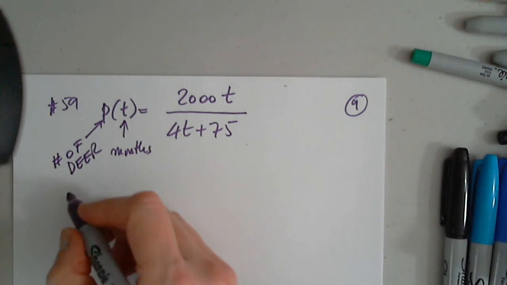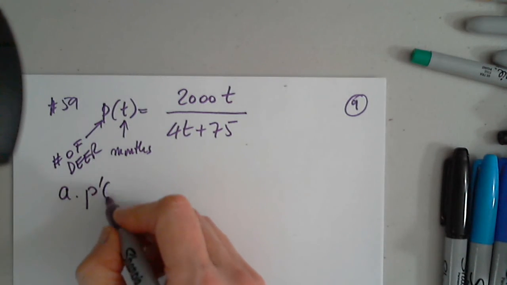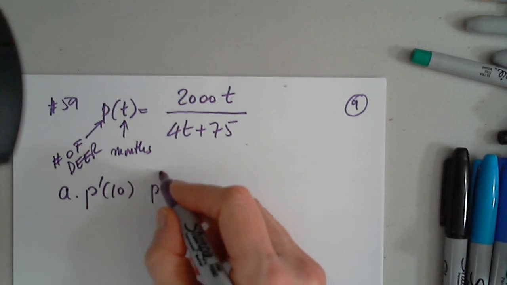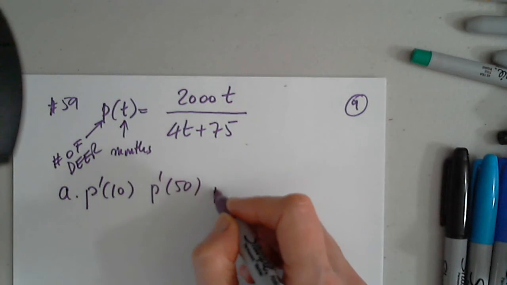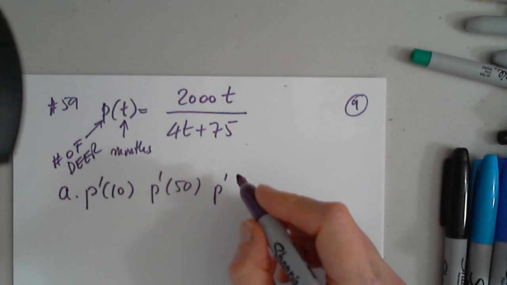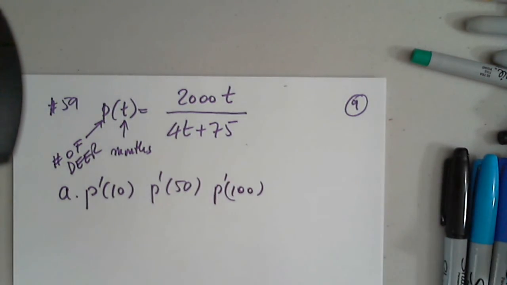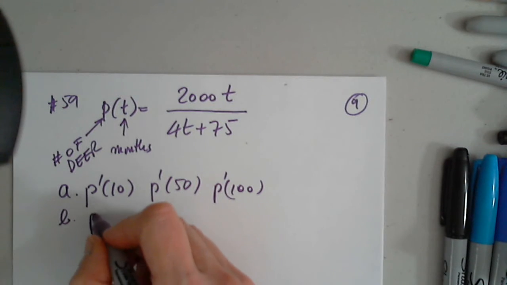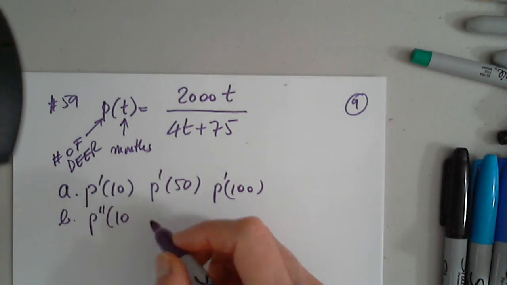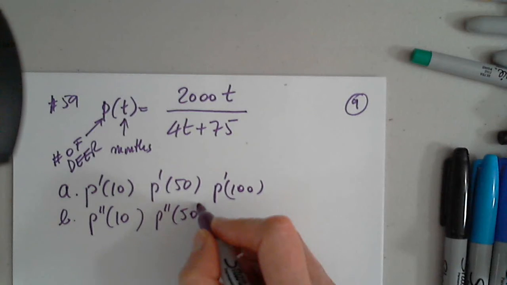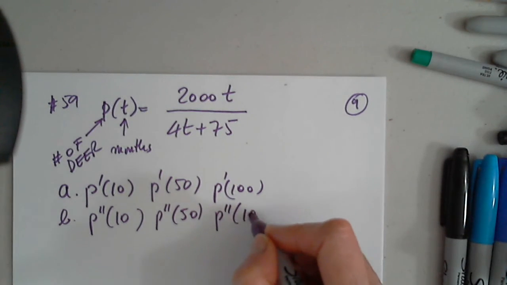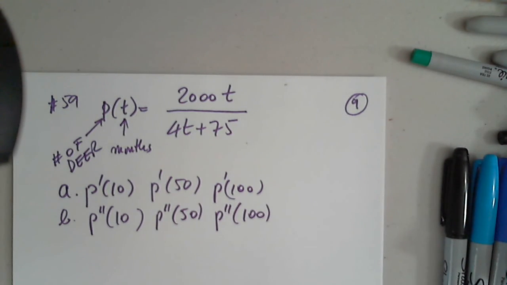Okay, so we are asked to find in part A, P prime of 10, P prime of 50, P prime of 100. Then in part B, they want us to find P double prime of 10, same thing. And then we'll look at what they want next. Okay? Very good.